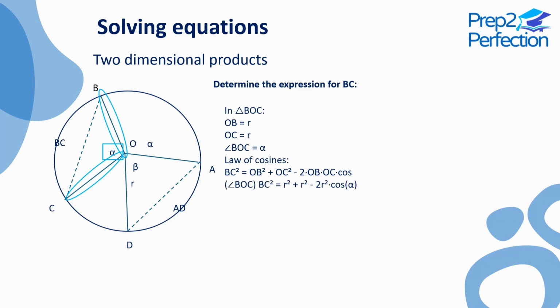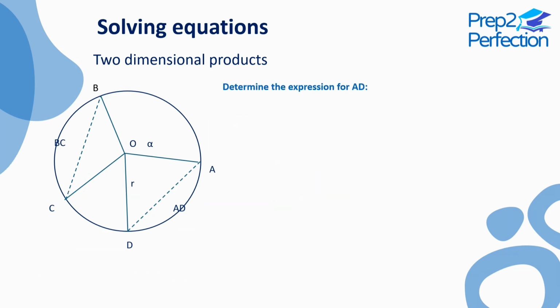Using the law of cosine, we get BC squared is equal to OB squared plus OC squared minus 2 times OB times OC times cos alpha. In the triangle BOC, BC squared is equal to R squared plus R squared minus 2R squared times cos alpha. Then BC squared is equal to 2R squared minus 2R squared times cos alpha. BC squared is equal to 2R squared open brackets 1 minus cos alpha close brackets, which is our answer.